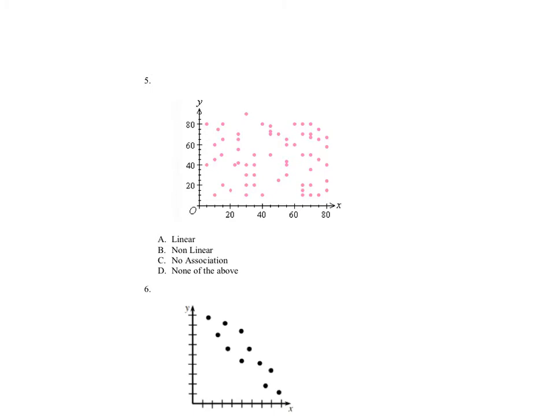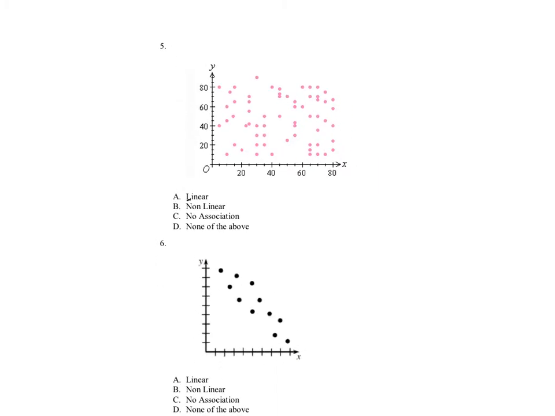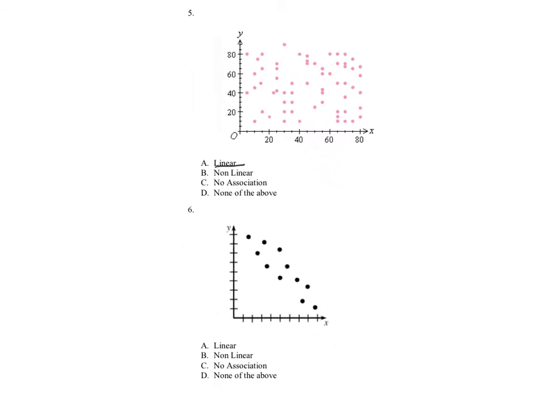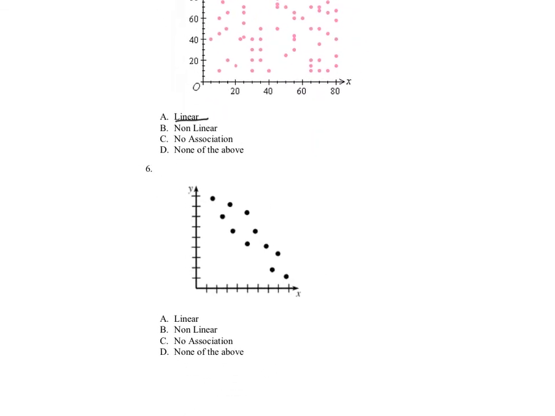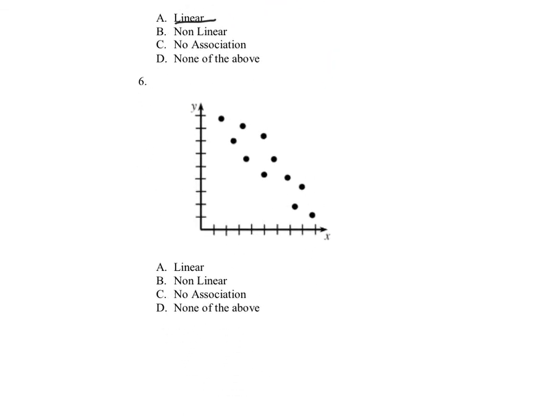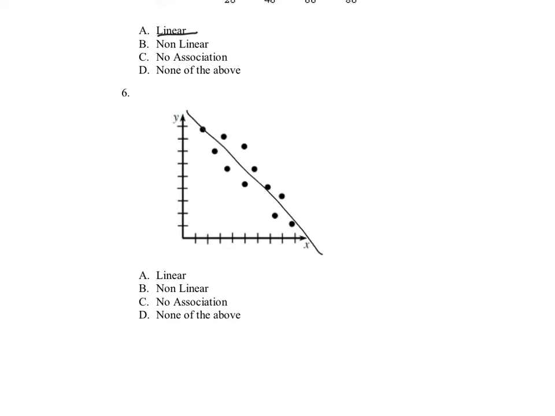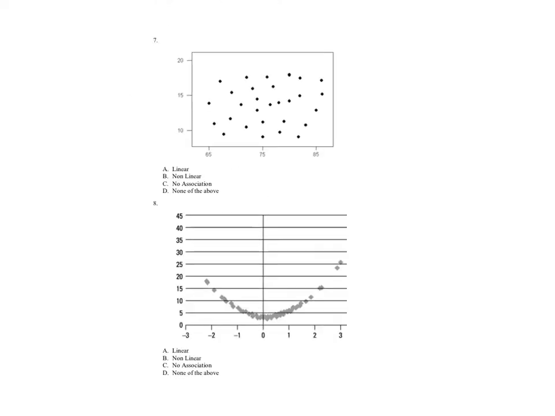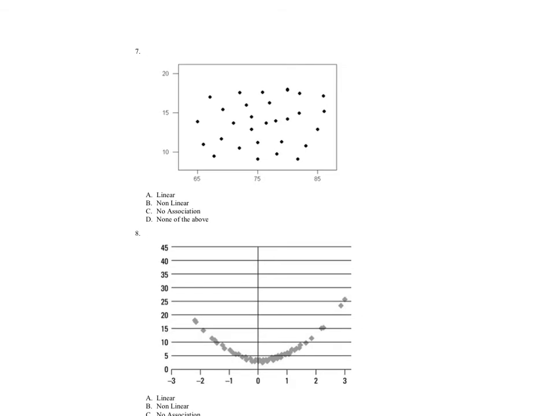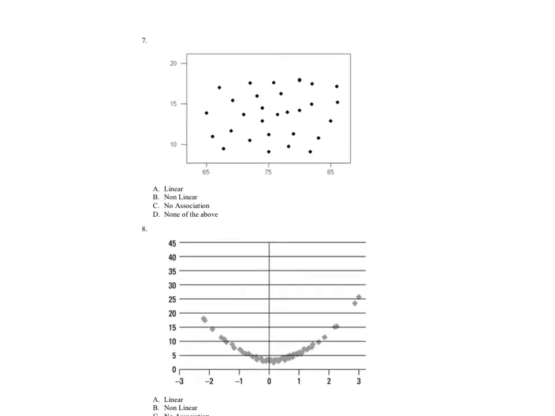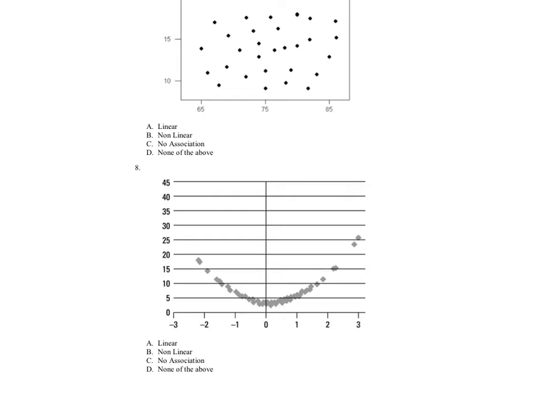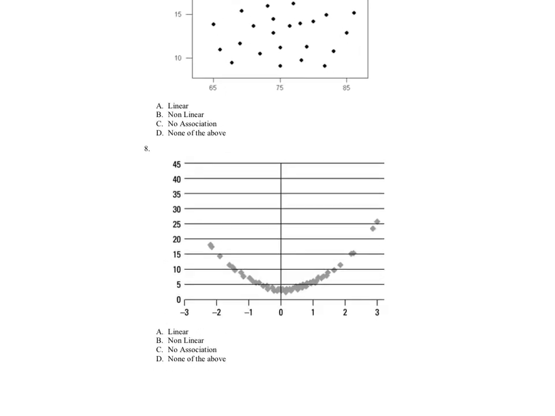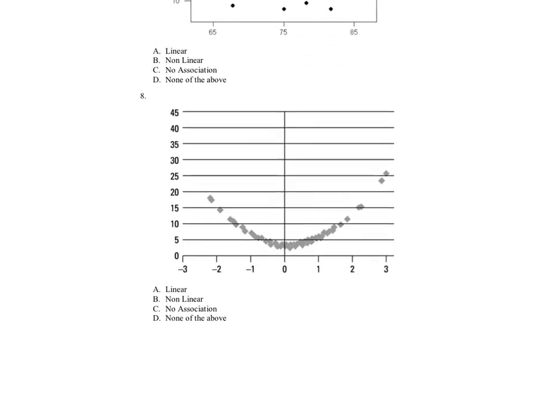Number 5, when there's dots everywhere, think about it. There's no lines. There's no association. Okay, on number 5, yeah, there's no line, there's no association at all. Number 6, same thing. Number 7, remember if there's dots everywhere, there's no pattern, no lines. Association, same thing as like trend, pattern.